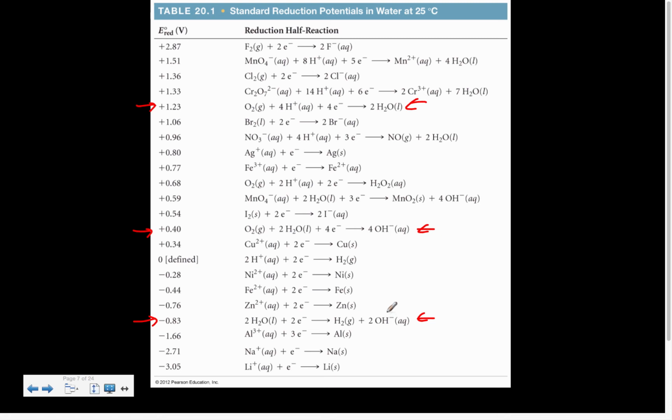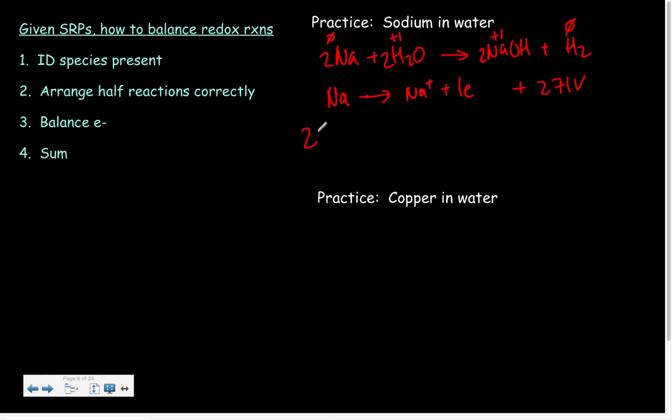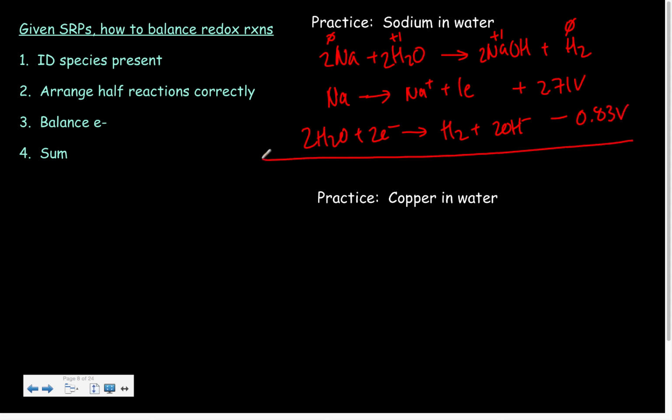Then we have to look for the one that is pertinent to what we're talking about. We are talking about water producing hydrogen gas and hydroxide, and this is exactly what we're looking for. So we would have 2H2O plus 2 electrons gives us H2 and 2OH minus, and this one has a value of negative 0.83. So we would take the sodium half-reaction and multiply it by 2. This gives us 2Na solid plus 2H2O gives us 2Na plus H2 plus 2OH minus, which is the net for that process.